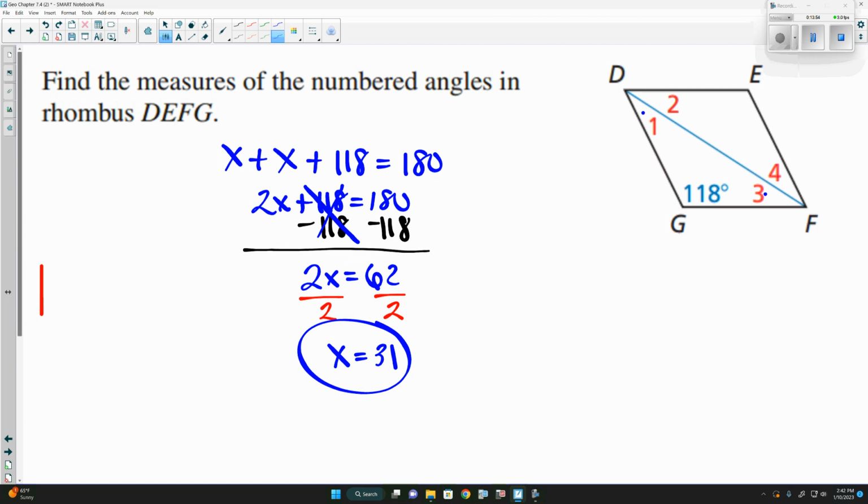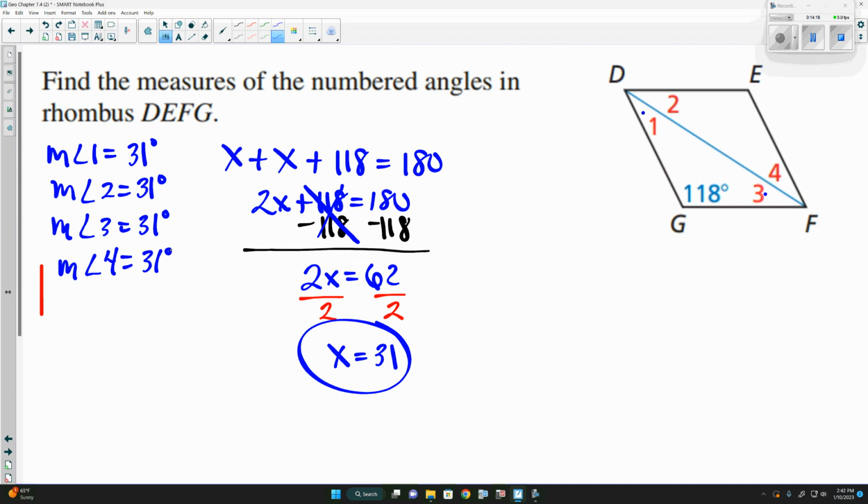So the measure of angle 1 is 31, measure of angle 2, 31, because all four of those are going to be the same. Measure of angle 3. Measure of angle 5. Well, there is no 5. Yeah, there's only 4. But each of these here, 1, 2, 3, and 4, all will be the same measure. They'll all be 31 degrees.